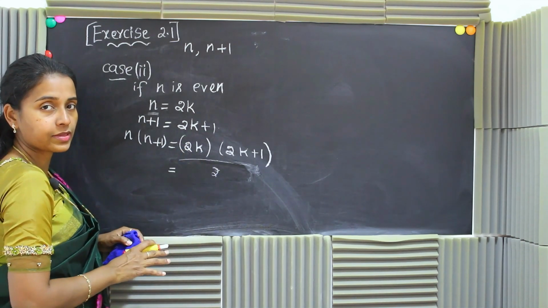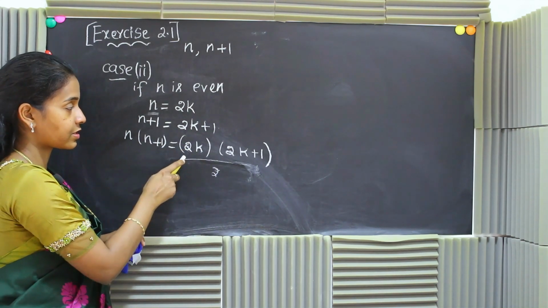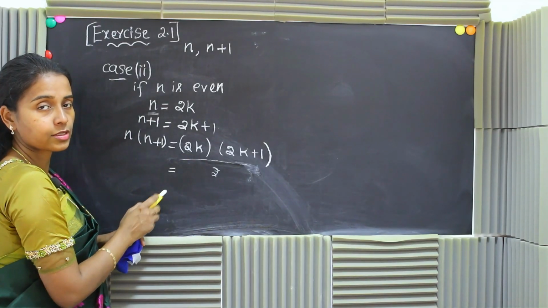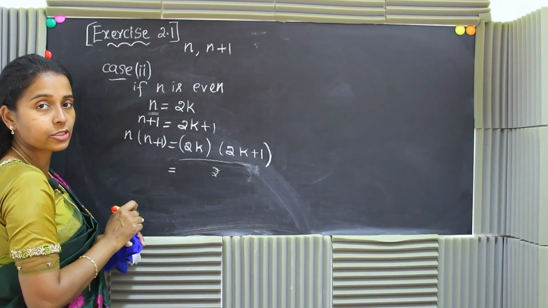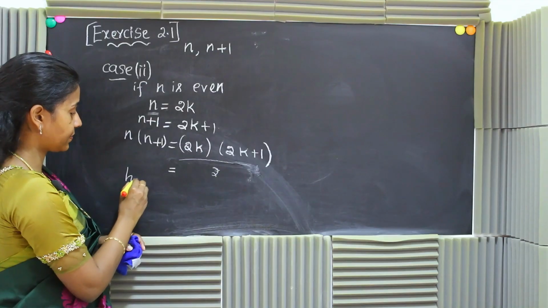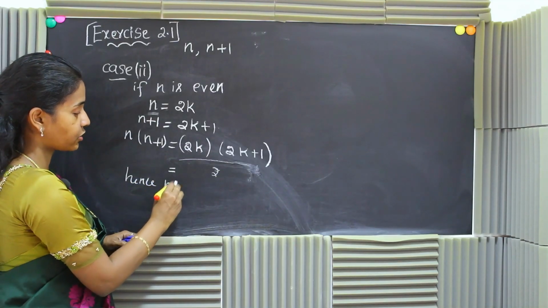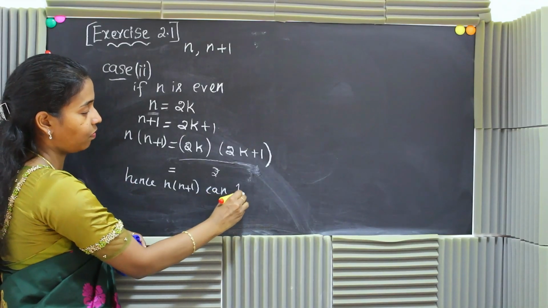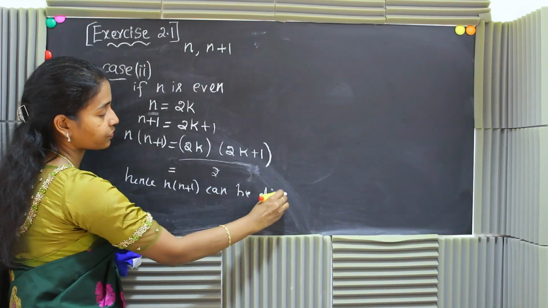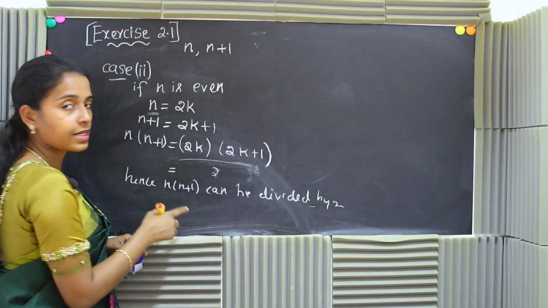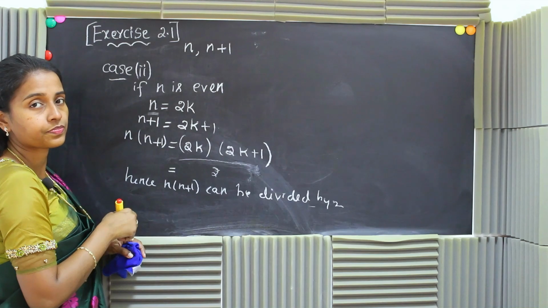Without leaving the remainder. Because this 2k has the factor of 2, it can be divided by 2. So that's how we can write, hence n into n plus 1 can be divided by 2. This is the answer of case 2.